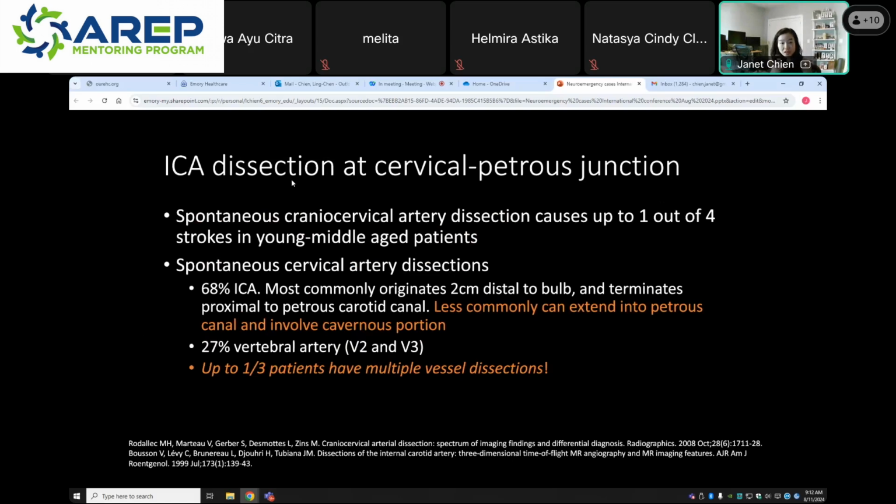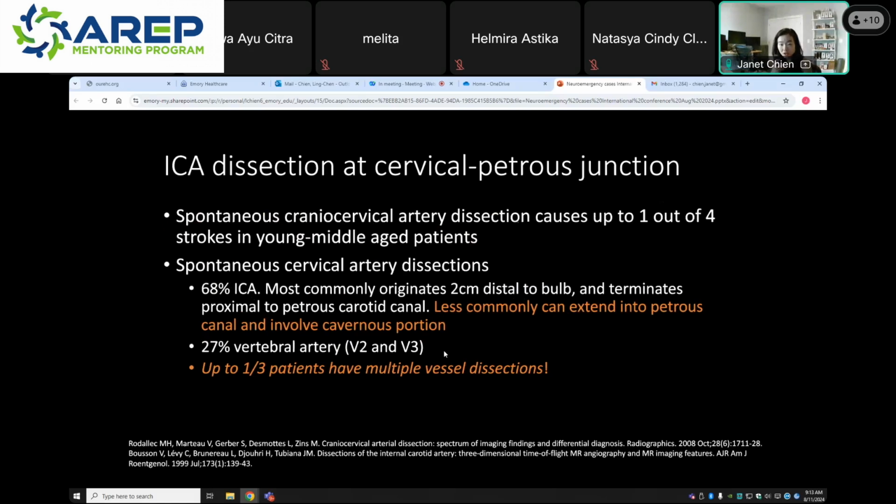So spontaneous cranial cervical artery dissection causes up to 1 out of 4 strokes in young to middle-aged patients. 2/3 of them occur in the ICA, and like I said, most commonly originate 2 centimeters distal to the carotid bulb and terminate proximal to the petrous carotid canal. And less commonly, they can extend into the petrous canal and involve the cavernous ICA.